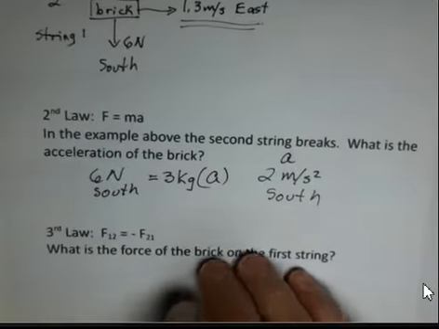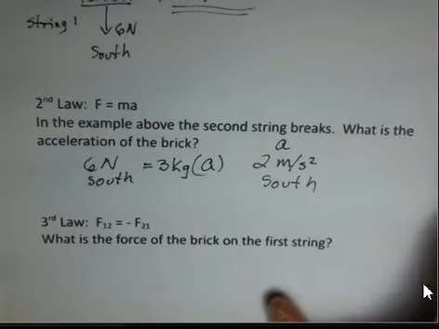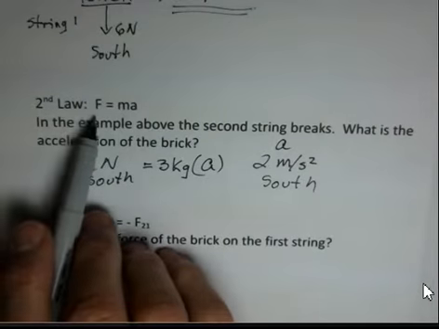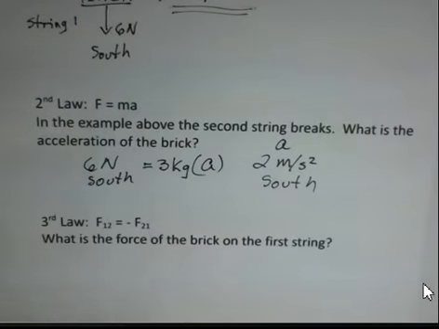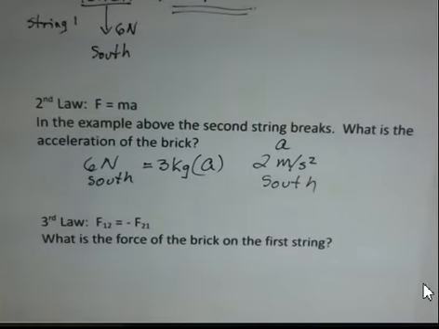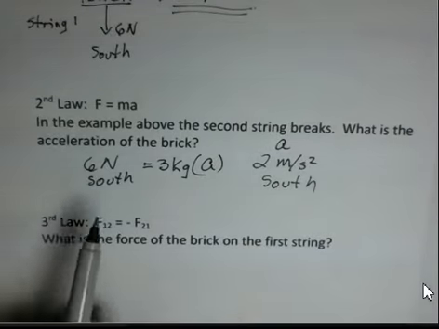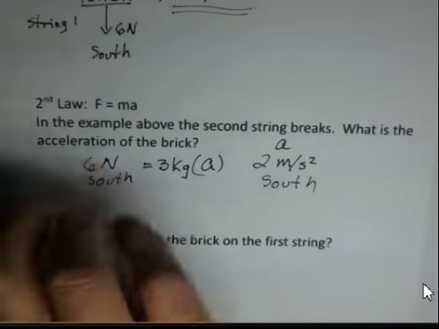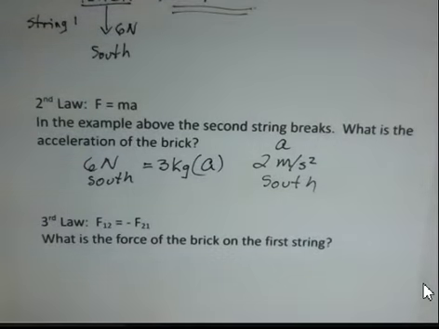Okay, F equals ma. Remember, F is the net force acting on the object. Don't add any forces together that are not acting on the object of interest. In this case, we only have one force, because the string pulling to the north broke.